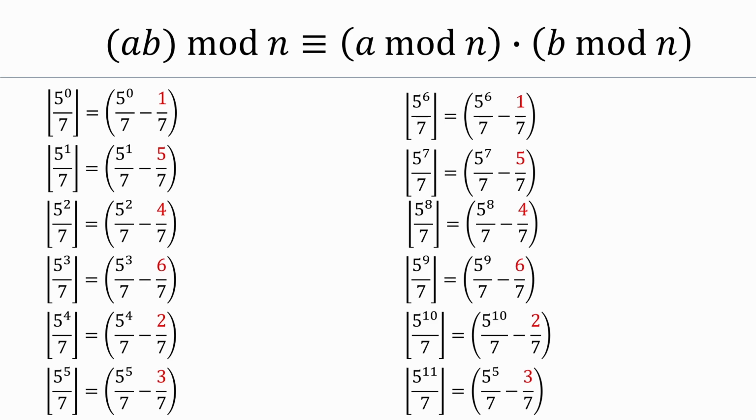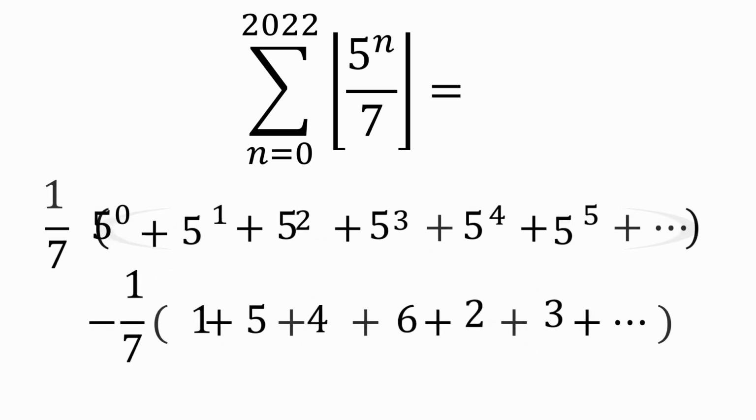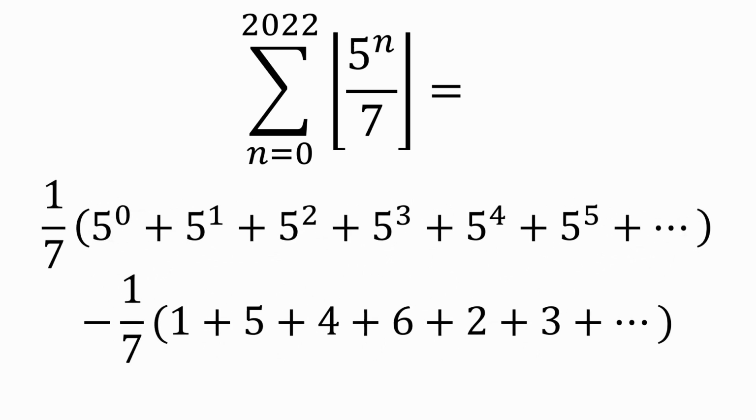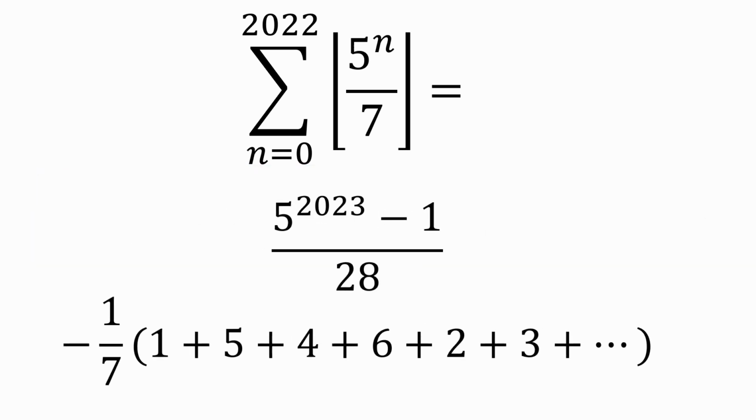So now we're ready to finish off this problem. The sum looks like this. And now let's pull out 1/7 from each term. The top sum should look familiar. That's exactly what we calculated when we removed the floor function. We determined that to be 5 to the 2023 minus 1 over 28.